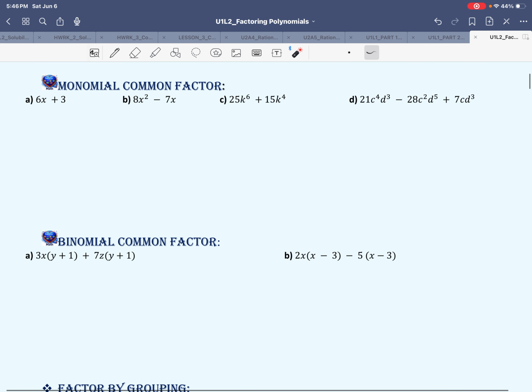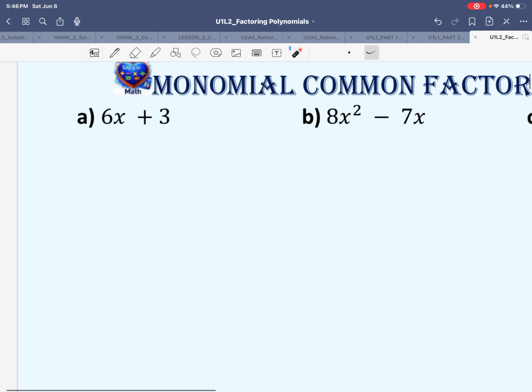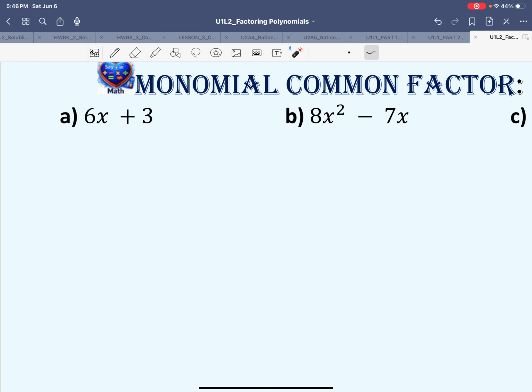These are examples where we have a monomial common factor. So the way we look at it is, let's say in 6x plus 3, we look into the coefficients of the terms. We only have two terms in here, and 6 and 3 have a common factor of 3. And then we look into the variables. Here we have variable x. Here we don't have a variable, which means that no variable is common. So we're going to say that number 3 is the greatest common factor. So we'll take that out.